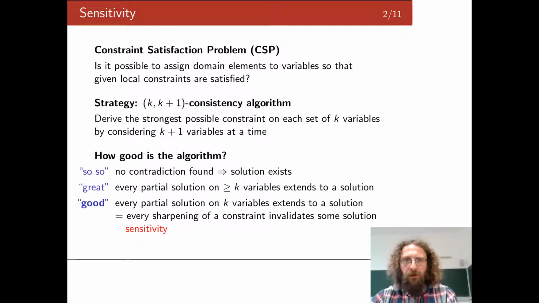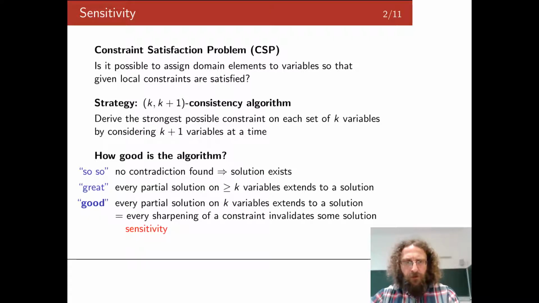I call it so-so, but it is actually quite good, because then we can use this algorithm to decide in polynomial time every instance within the class. The algorithm can perform way better, I call it great, and this means that in the new instance every partial solution on k or more variables extends to a solution. This also means that we can find a solution by greedily assigning values to variables.